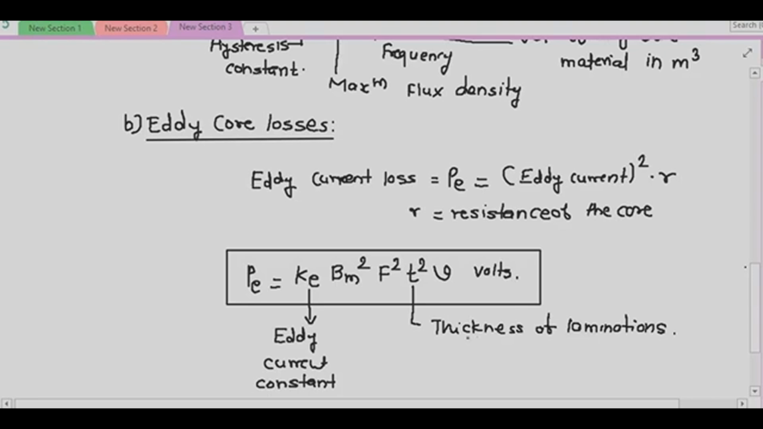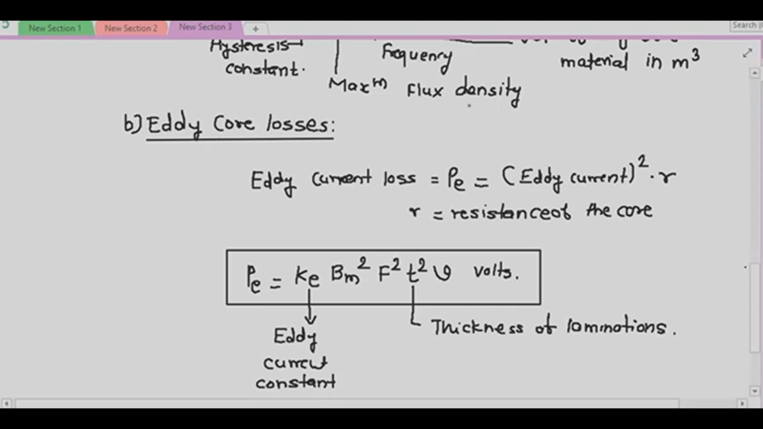Hence, from the above two equations of eddy current loss and hysteresis loss, we have seen that the iron loss Pi, the total loss component, depends on the frequency, but copper loss is constant irrespective of frequency. Copper loss does not depend upon the frequency. Both these losses are reduced by choosing silicon steel having small values of Kh and Ke. What is Kh? The hysteresis constant. What is Ke? The eddy current constant of the material, and by using laminated construction for the core.